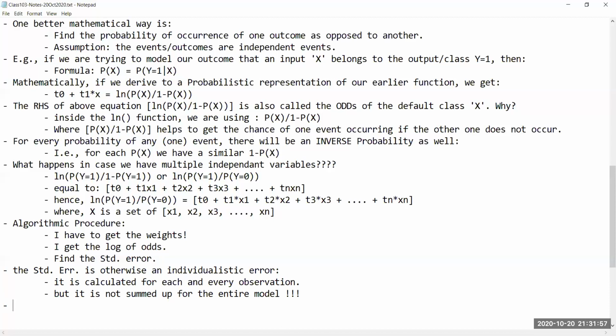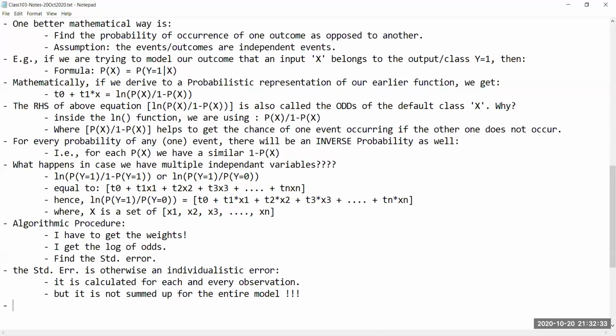Why is that the case? Because for each and every observation, we have to predict either 0 or 1. And how we can be sure that our prediction of 0 or 1 is accurate is by looking at the standard error of that specific row. For example, there is row number 10 in my data, and for that the standard error is very high. Clearly, the prediction that I have made is wrong. If the standard error is very high, the prediction is wrong. If the standard error is very low, it is correct.